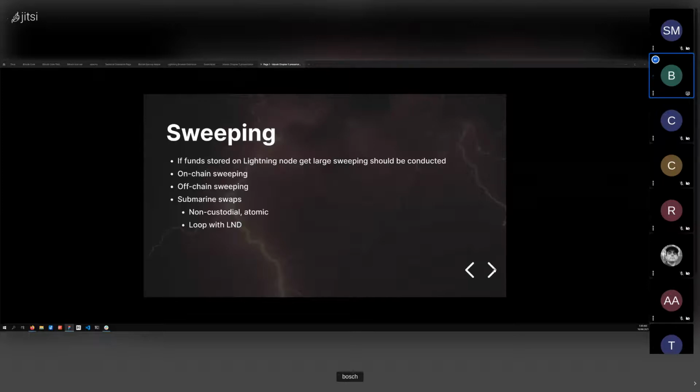And then the last one that's pretty popular these days, particularly with services like Phoenix, is doing submarine swaps, which are non-custodial atomic switches between Lightning Network and on-chain. Loop is an example with LND and Lightning Labs. They offer that as a service, but that's just a way to sweep funds between on-chain and off-chain.